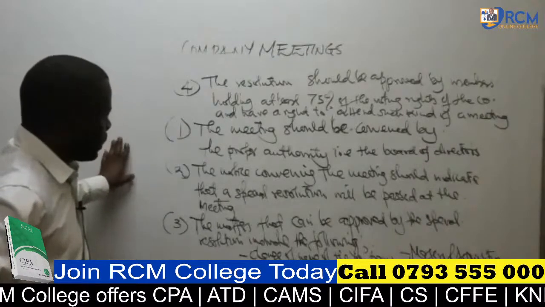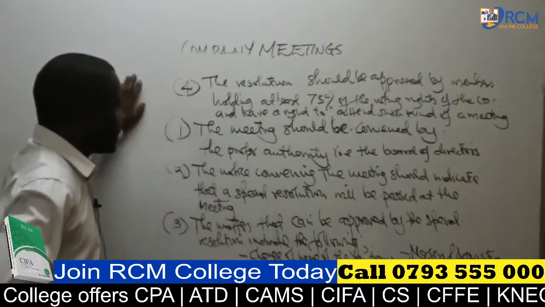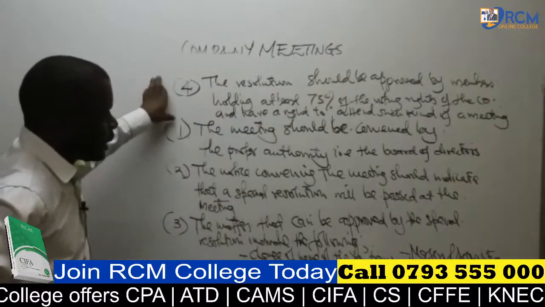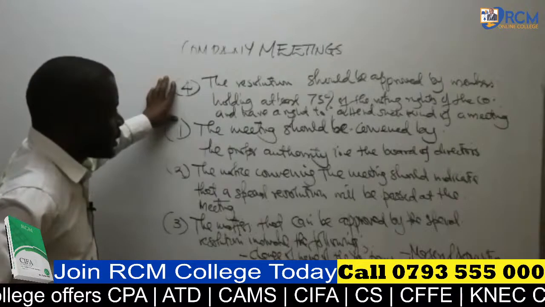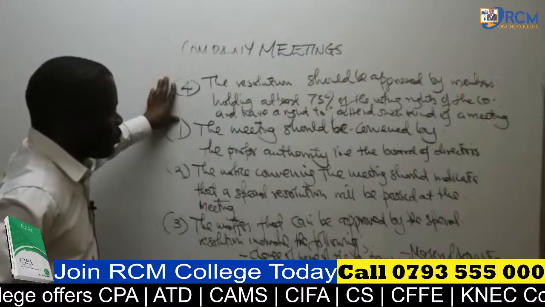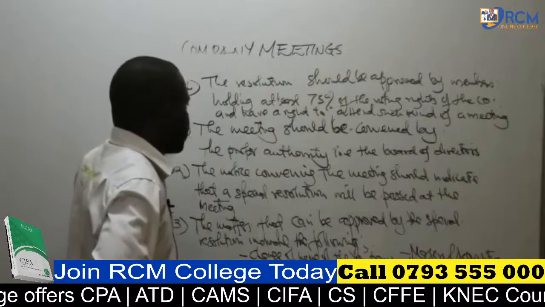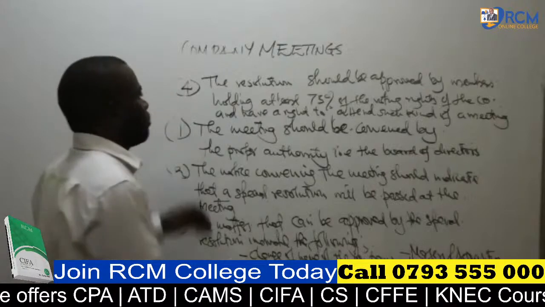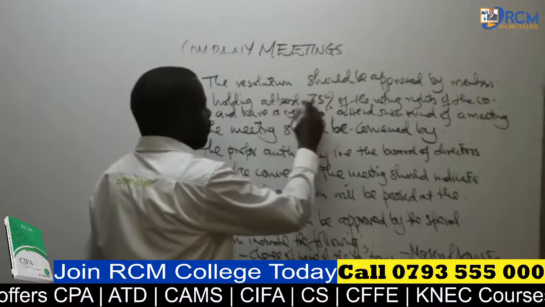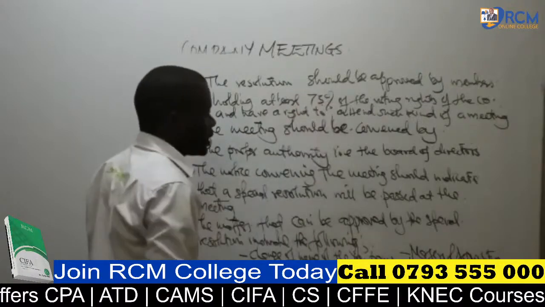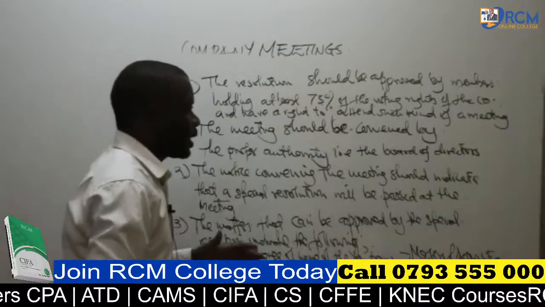Then number 3, the matters that can be approved by the special resolution include, for example, the following. So we've indicated. Then we are saying that particular resolution should actually be approved by at least 75% of the voting rights, members holding at least 75% of the voting rights of the company and have a right to attend such kind of a meeting.